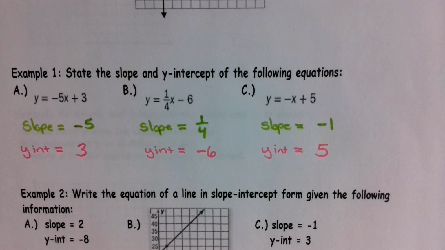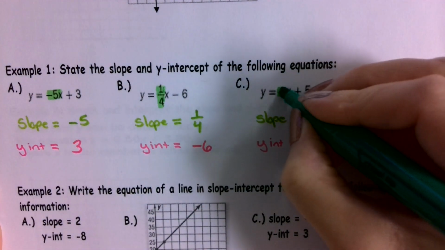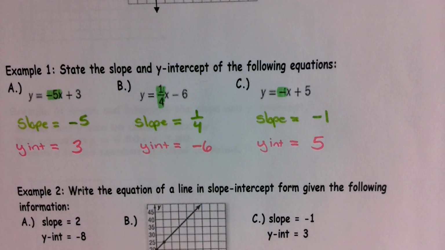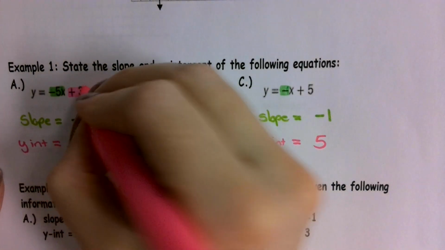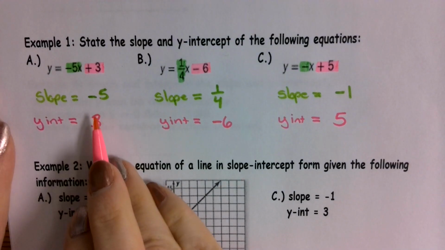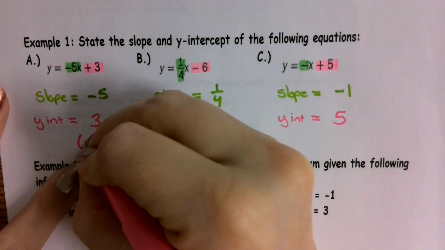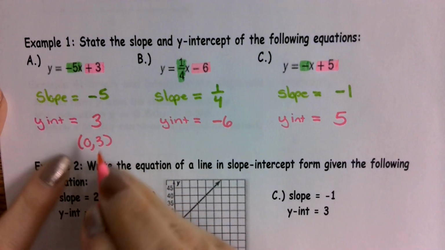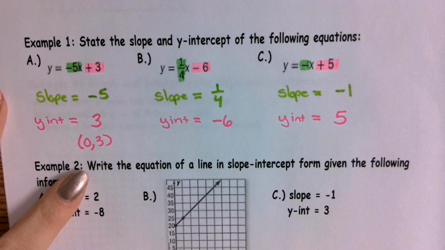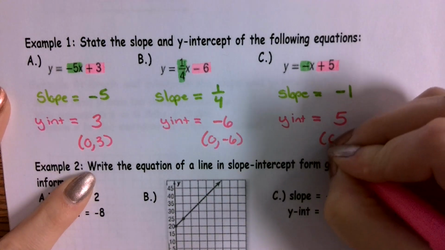Okay, again, your slope is that m value, -5 or 1/4, or in this case, a -1. If it doesn't have a value written there, we know it's a 1. Our y-intercept is just whatever we are adding or subtracting in the problem, the constant in the problem, that b value. Sometimes they might leave it as the y-intercept is 3 or -6 or 5. Other times they might write it as a point. So just be understanding of the fact that it could be written as a 3 or it might be written as (0,3). It might be written as -6 or it might be (0,-6). It could be 5 or it might be (0,5).